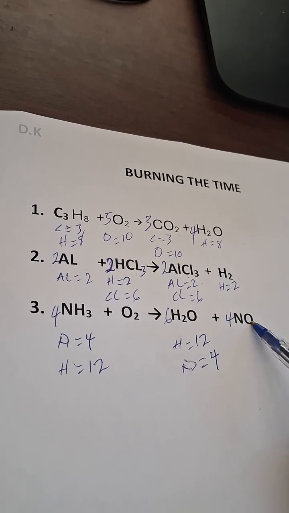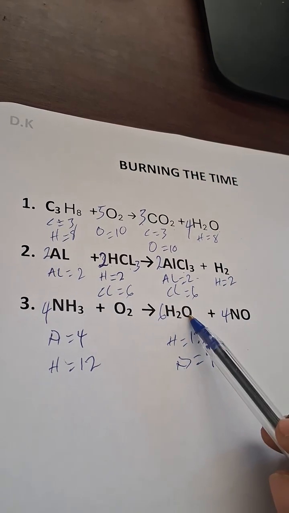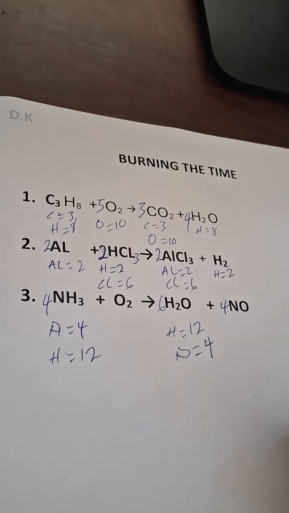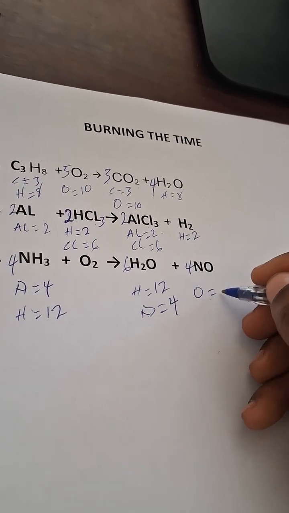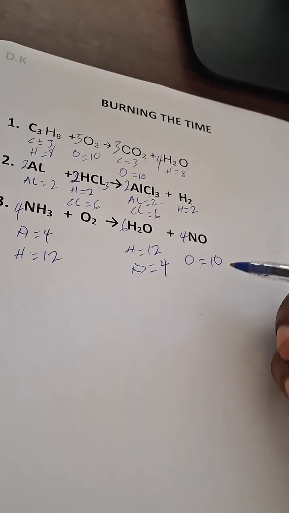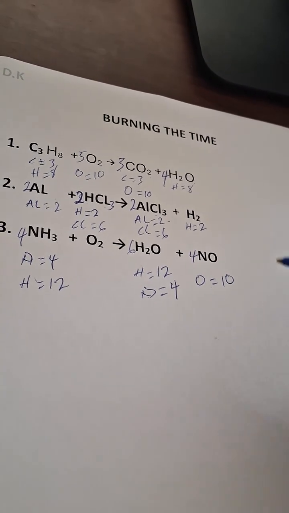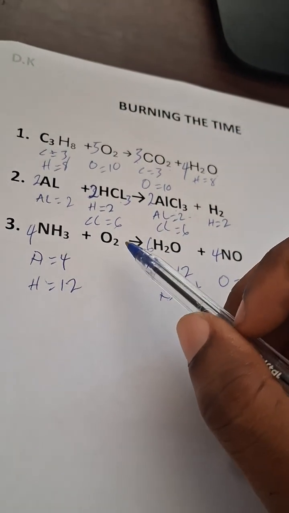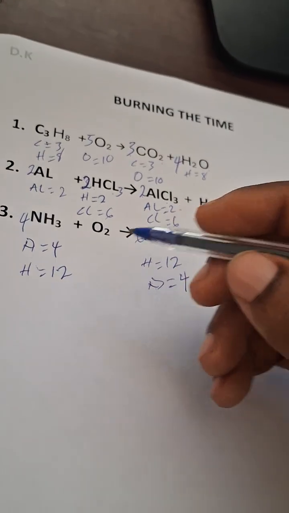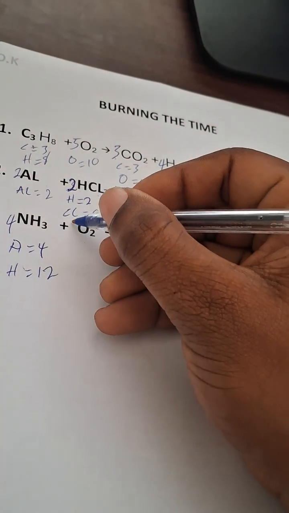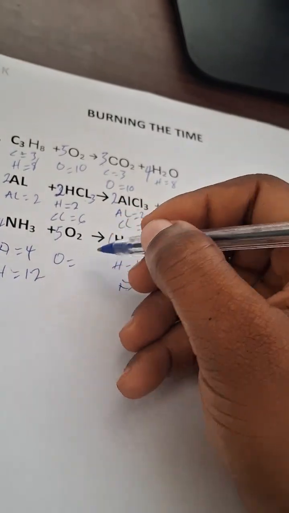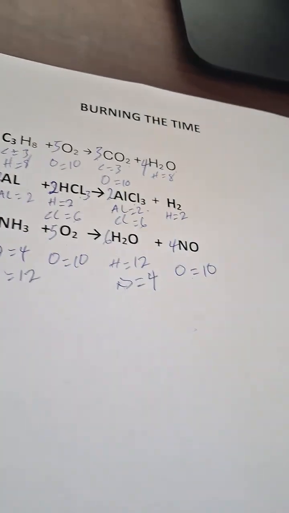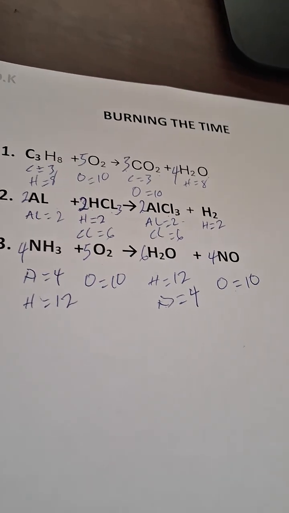Then now it's left with the oxygen. So for oxygen, we have 6 here plus 4 here, that will give us 10. So our oxygen is 10, is that not so? If our oxygen is 10, we need to find a way to make the oxygen on the left hand side to also be 10. So we can make it 5. So we have oxygen to be 10 as well.